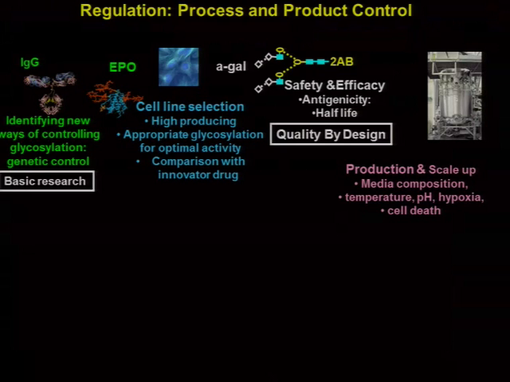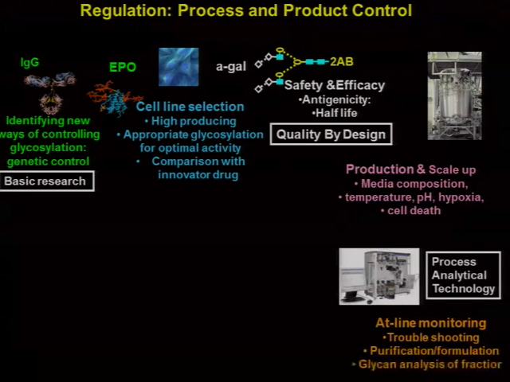And scale up, more than one company has come to grief in scaling up. So people have scaled up and assumed that the glycosylation will stay the same. But it doesn't. It changes if you make a big scale up. So you have to do it gradually, and you have to check you haven't got glycosylation changes as the batch gets bigger and bigger.